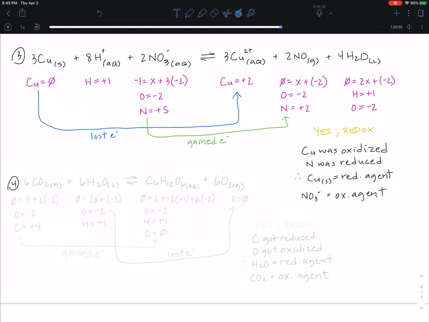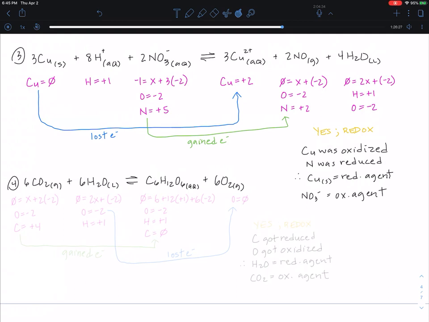Let's do photosynthesis. So 6CO2. So these plants are going to take in water and carbon dioxide, and they're going to make some glucose and some oxygen gas. So let's see if this is a redox reaction.